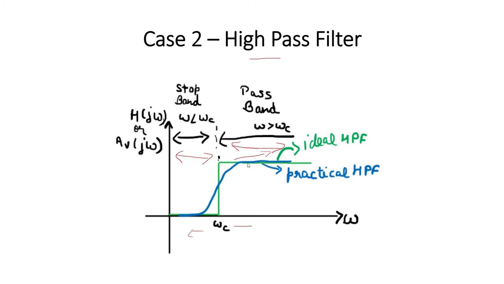And this blue is the characteristic of a practical high pass filter. As we know, in the practical case there is no sharp cutoff, therefore its characteristic decreases gradually like this, but for an ideal filter it has a sharp cutoff.